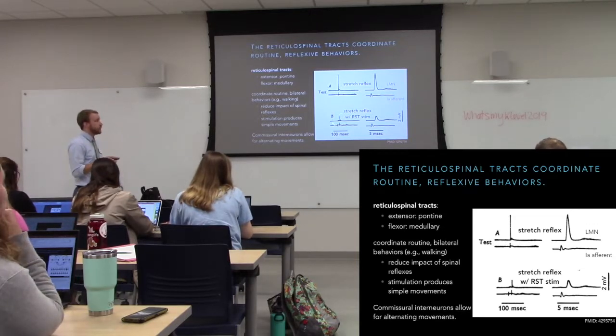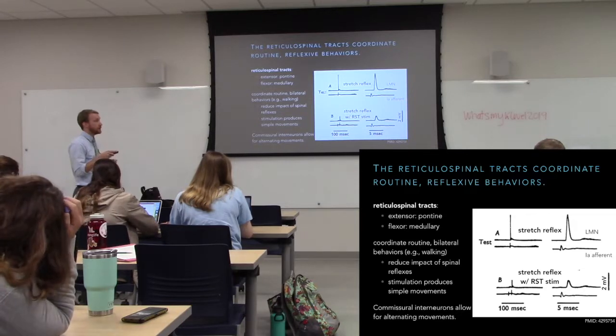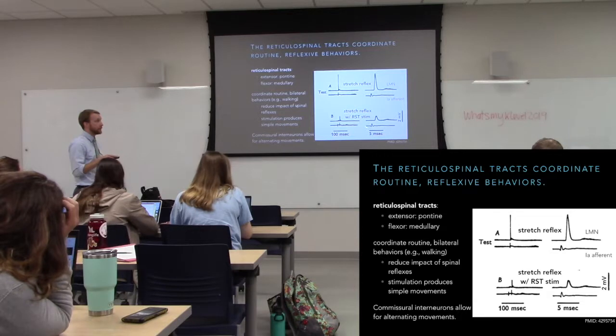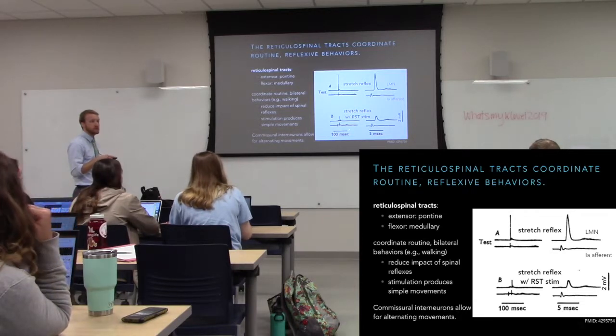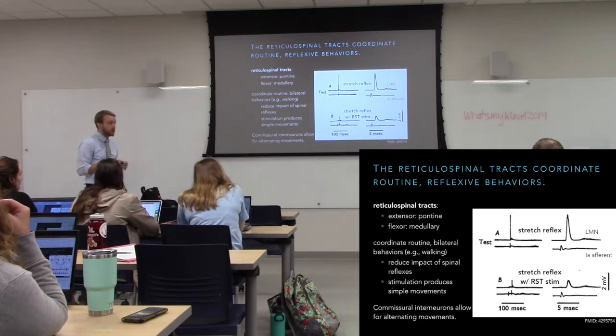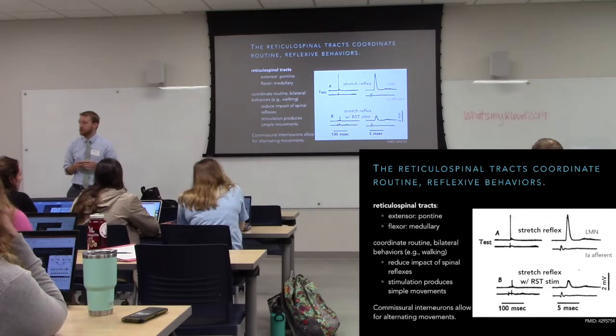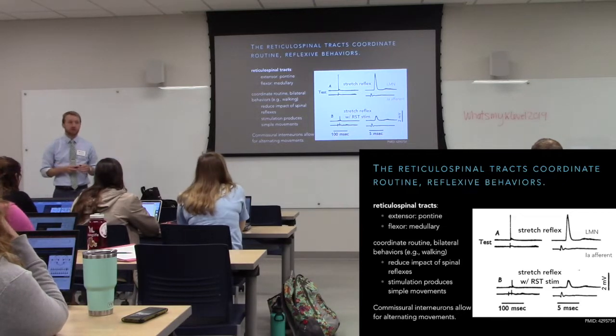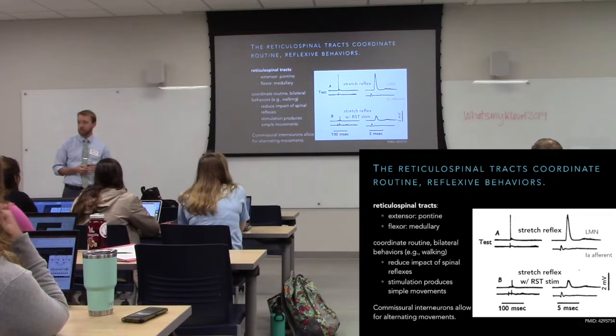They're doing this with stimulation of the reticulospinal tract and without. Compare stimulation of the 1A afferent. Any difference? Not really. Sensory input is about the same, but the motor output is different. That reticulospinal tract is going to inhibit the input of spinal reflexes so that we can have some overt change in muscle length.